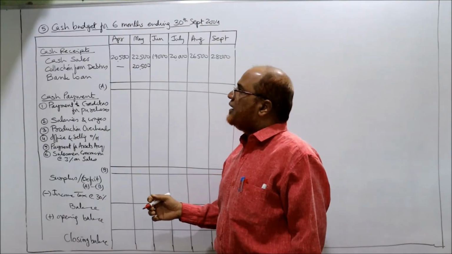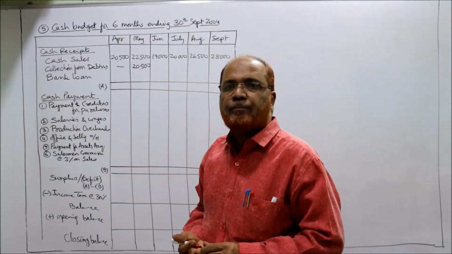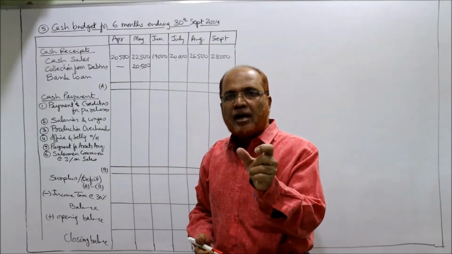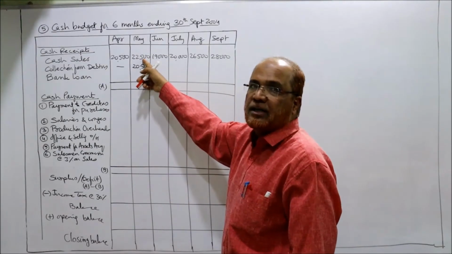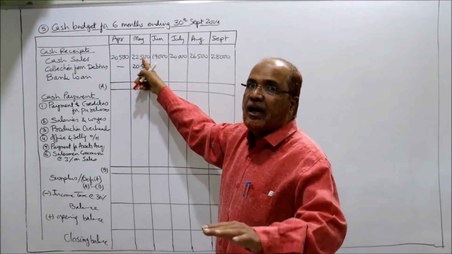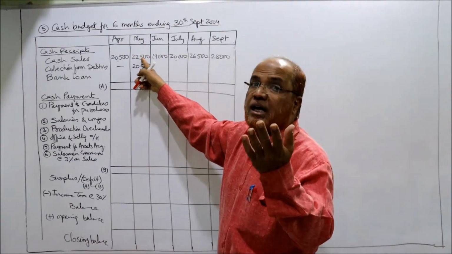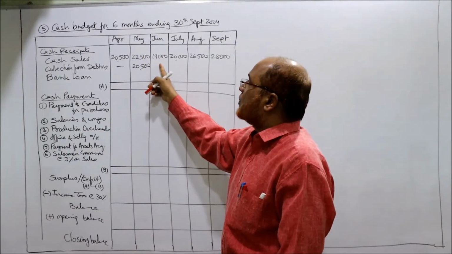20,500. Similarly, 45,000 is the total sales of May. It is given in the problem. Problem में दे दिया कि May का total sales 45,000, उसका आधा 22,500 cash sales. Remaining 22,500 are credit sale, और वो credit sale का collection next month में होगा. कौन सा month में? जून.